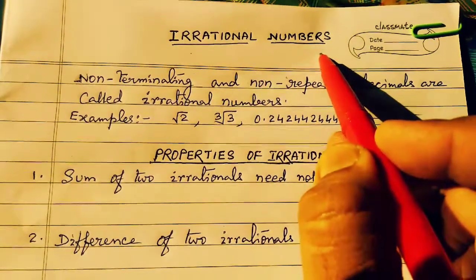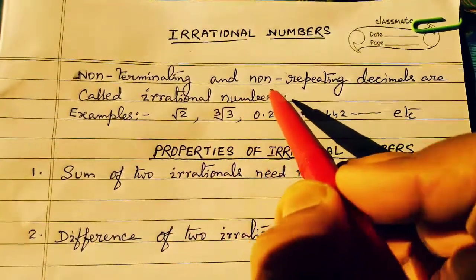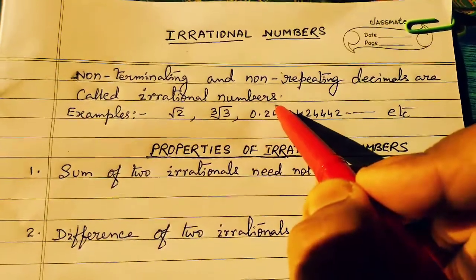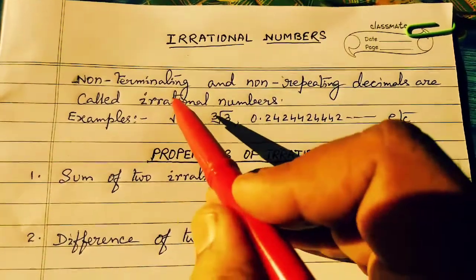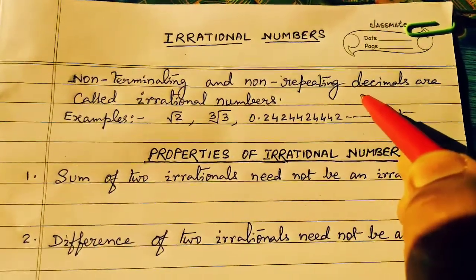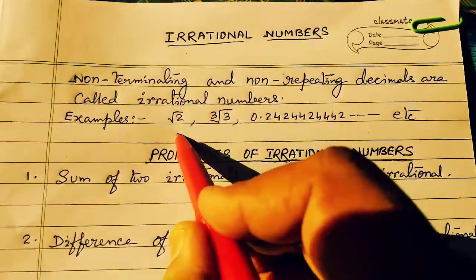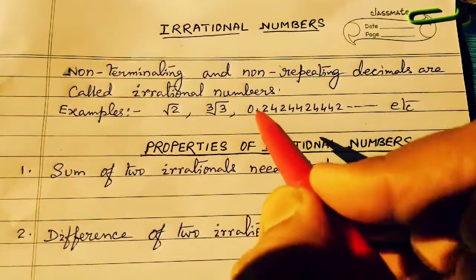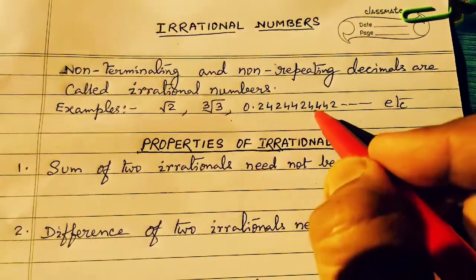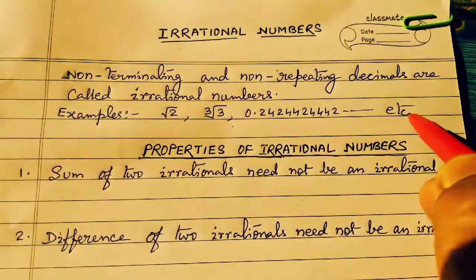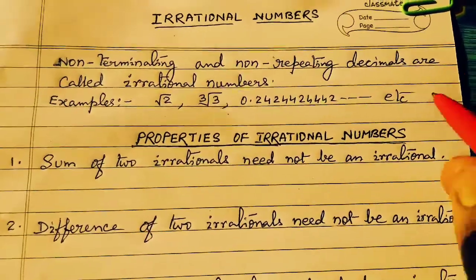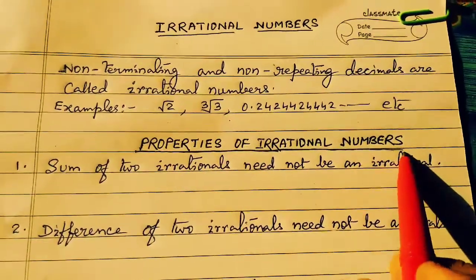Irrational numbers. Non-terminating and non-repeating decimals are called irrational numbers. That means irrational numbers are not terminating and also not repeating, not recurring. The examples are root 2, because root 2's value is 1.414, going on to infinity; cube root of 3; and 0.242442..., these are all irrational numbers. Clear, student? Next we'll come to the properties of irrational numbers.